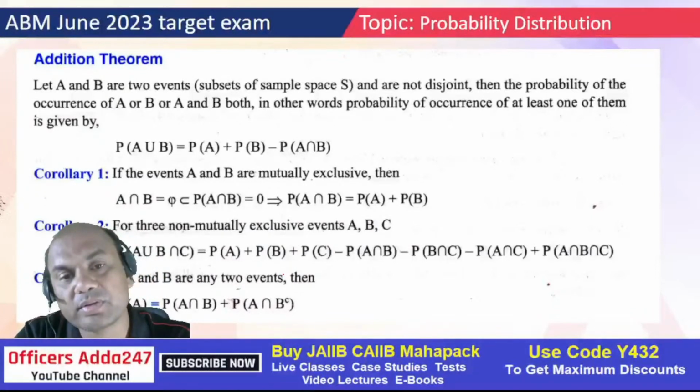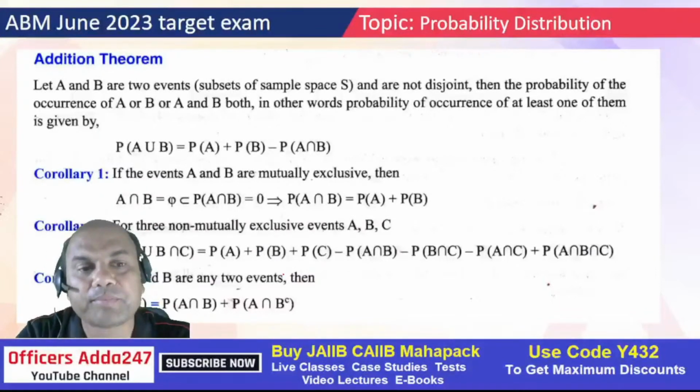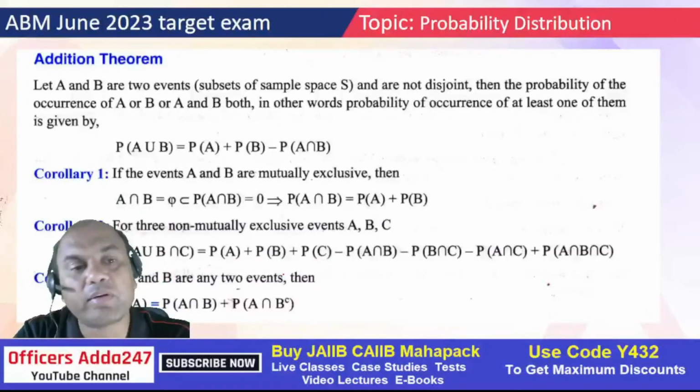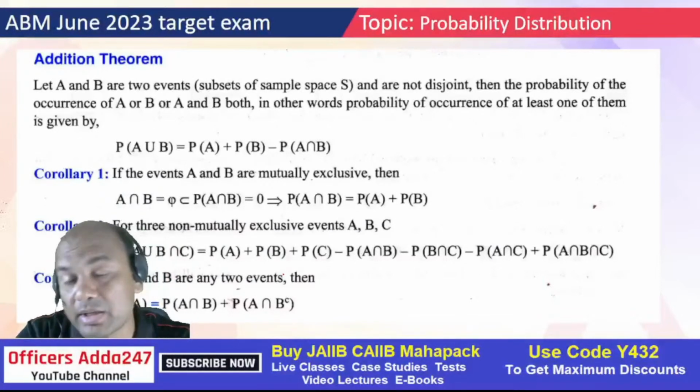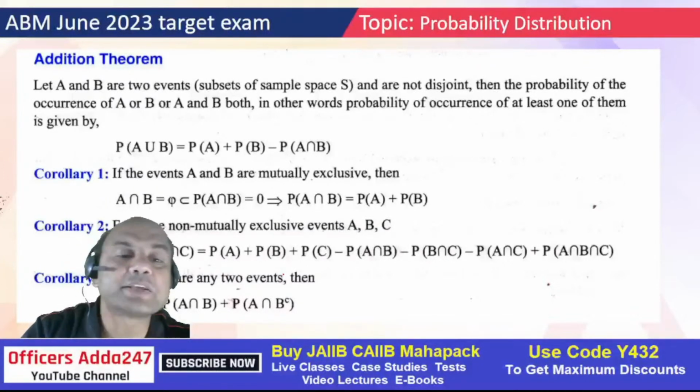For any events, P(A) equals P(A ∩ B) plus P(A ∩ B'), where B' is the opposite of B, right? So B opposite we call it. So if B is 20%, then B opposite is 80%, because it is 100 minus that.